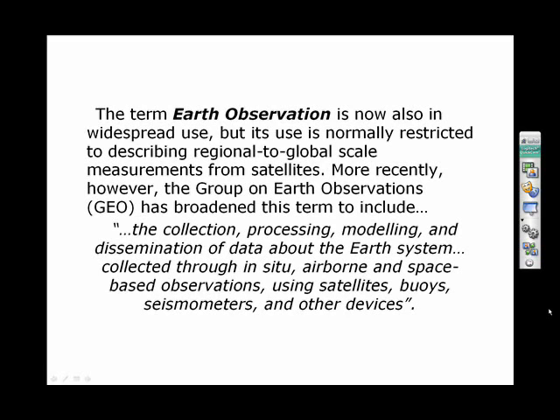However, more recently, you will come across the Group on Earth Observations, and we'll come across that in the context of this course later. And they've actually broadened the term. They're actually looking at the collection, processing, modelling and dissemination of data about the Earth system collected through in situ, airborne and space-based observations using satellites, buoys, seismometers and other devices. So in fact they are very broadly defining Earth observation as any kind of observation of the Earth's environment or the Earth system.